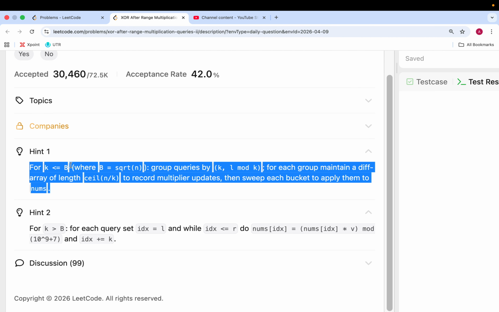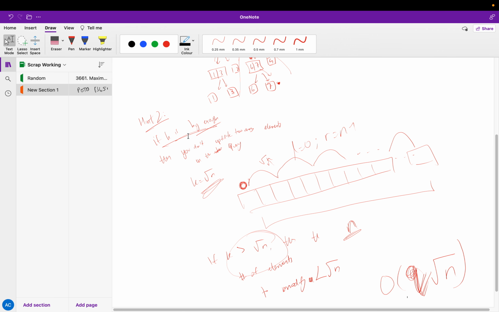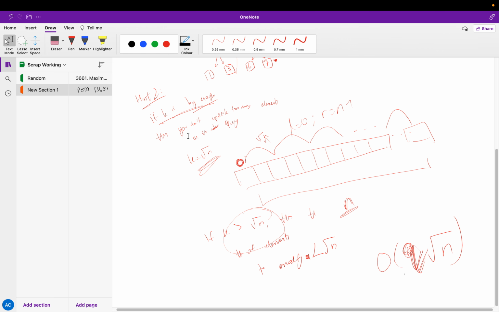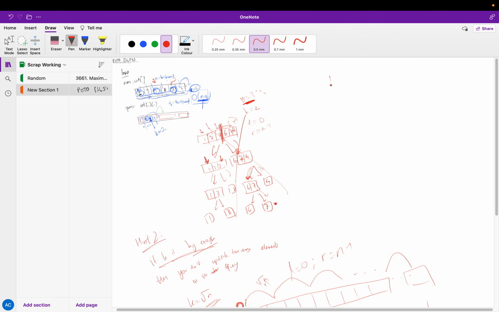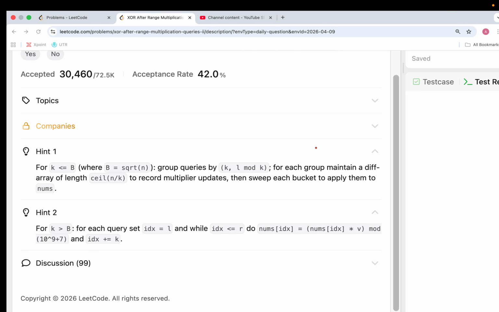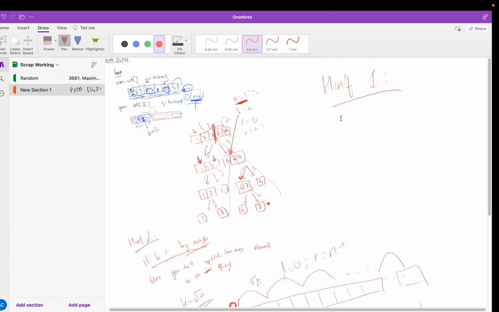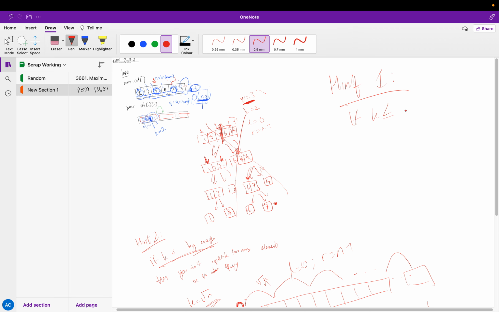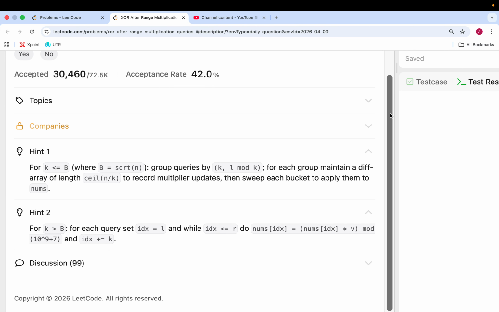I don't really understand. So that's like case 1, if k is big enough. But if k is small, now hint 2 is easier to understand. Hint 1 is a bit weird. If k is square root of n, group the queries by k and L mod k.